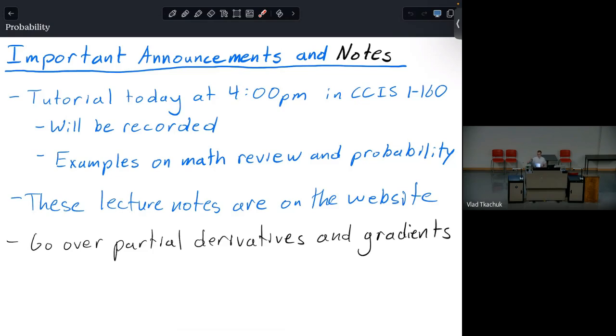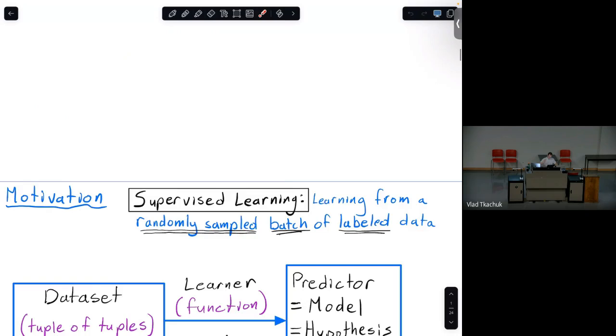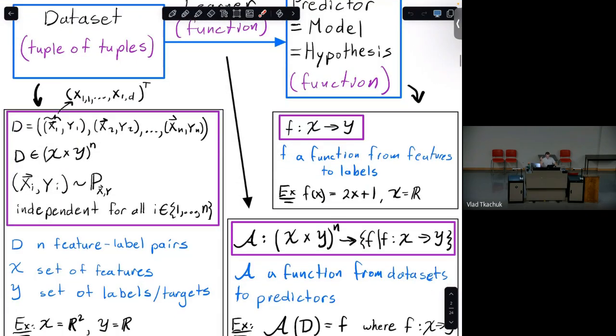Cool. Now we go to probability world. I briefly mentioned at the end of last class where this probability business even shows up. Why did we care about it at all?